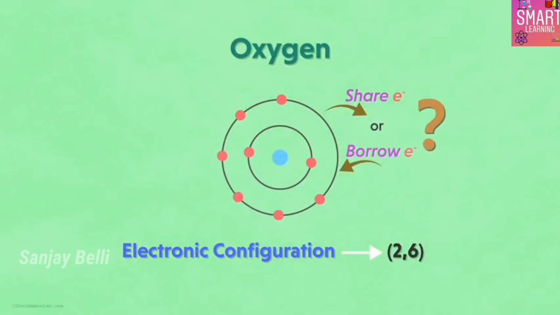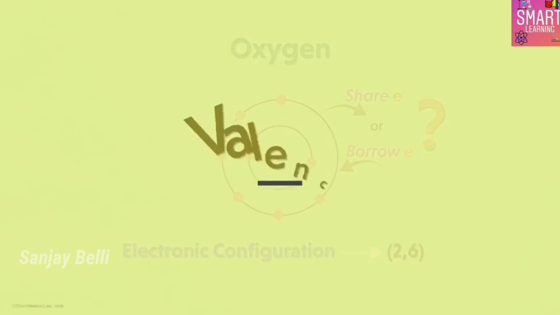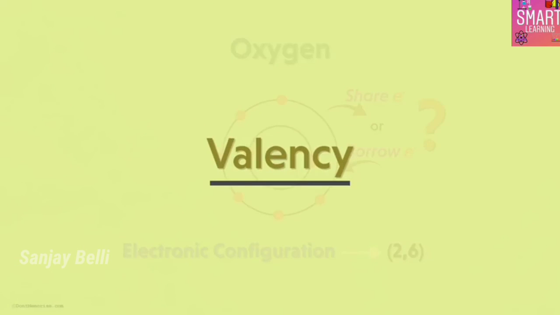Now you tell me, how will the atom decide how many electrons to give or accept? How will they understand that electrons need to be shared with another partner? Who decides all this? Well, the answer to all these questions is the concept of valency. Let's understand this important concept in detail in the next video.